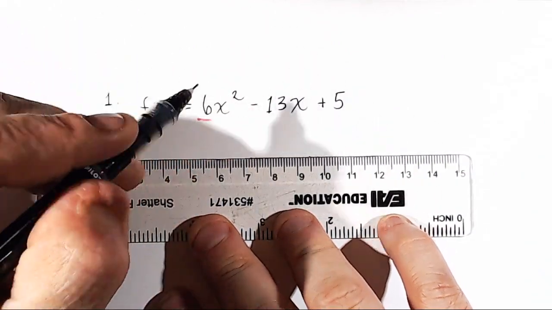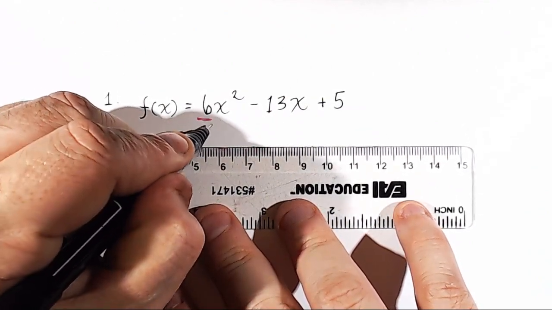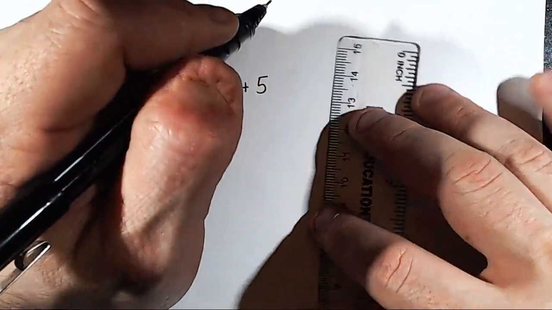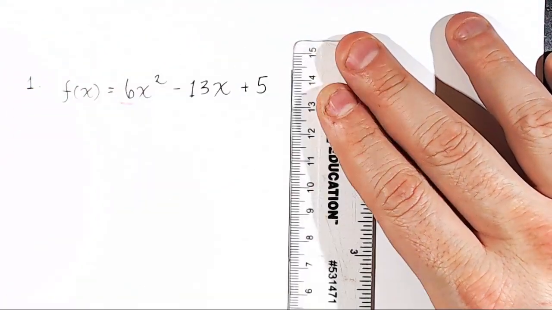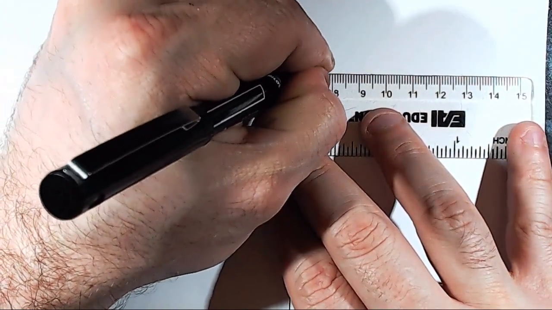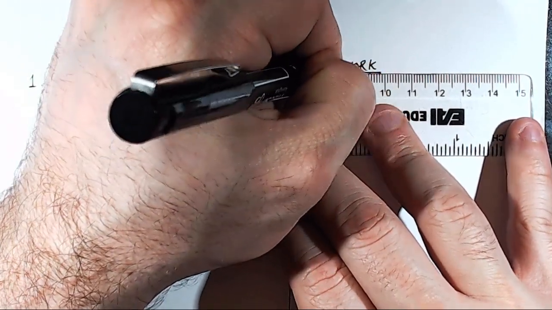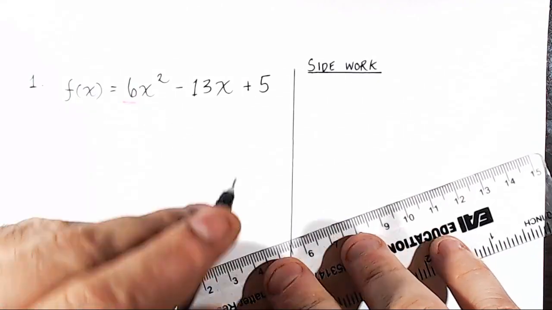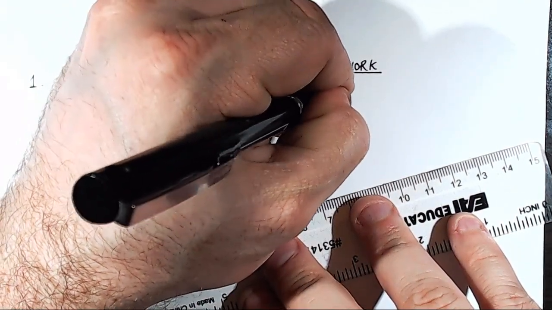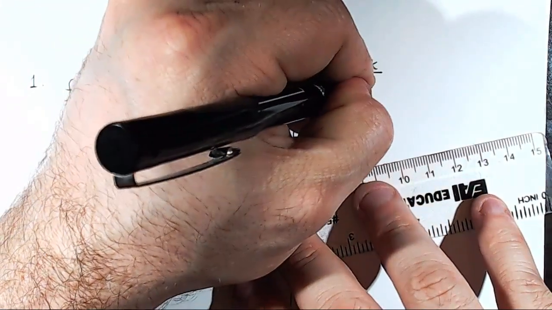The first thing you do is you multiply 6 times 5, so the first term by the last term. We'll create like side work over here. Okay, this will be side work. Let me designate this area. This is useful sometimes. So you've got your problem over here, and then this is side work. All right, here's our first piece of side work. We need to multiply 6 times 5. All right, and 6 times 5 is 30.